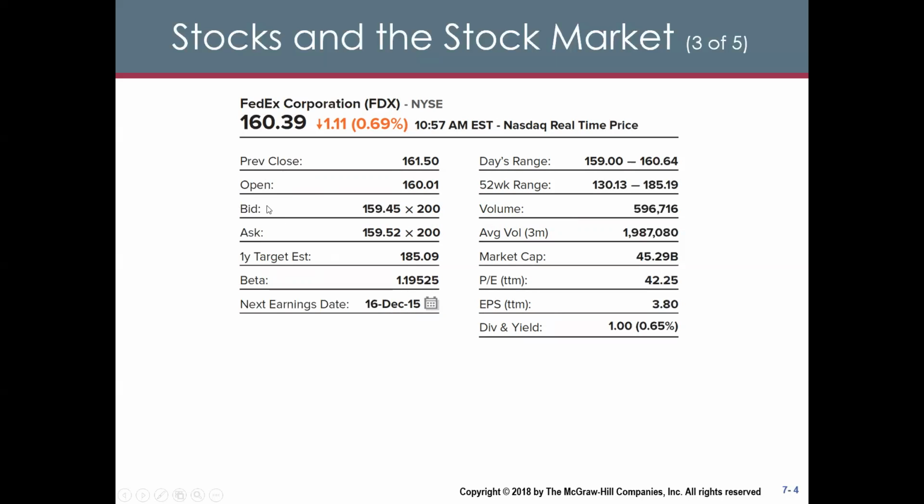So the bid price is someone who wants to buy this stock, and they are bidding at this price. The bid price here is 159.45, and it says multiplied by 200. It means there are 200 shares bidding at this price, and the ask price is 159.52, which means the sellers are asking to sell at this price, and also there are 200 shares available to sell at this price. So the bid price is always lower than the ask price.